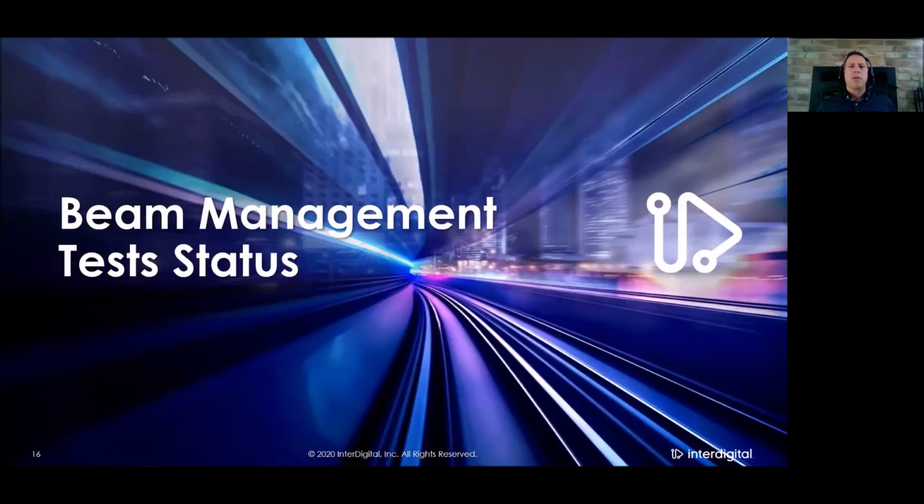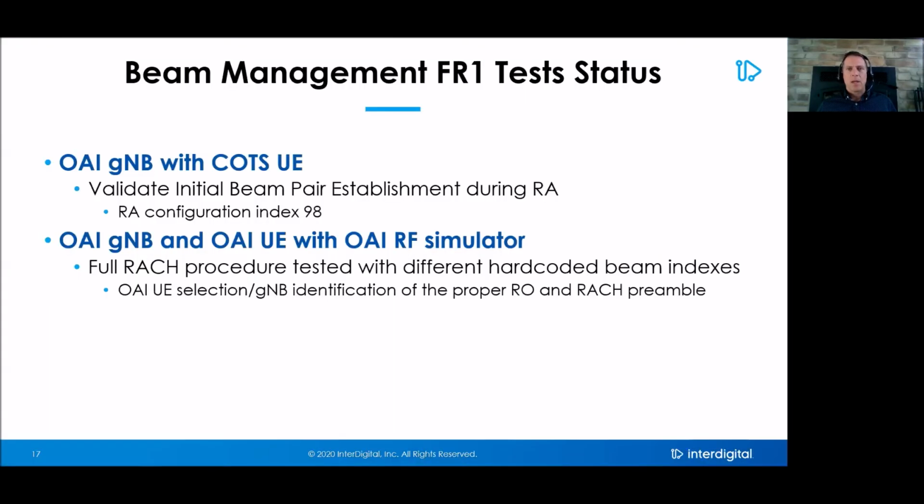So what is the status of the beam management tests? Sub-6 beam management testing is actually ongoing. First, an initial beam pair establishment has been validated between the OAI gNodeB and a COTS UE in FR1. Random access configuration index 98 has been used for this particular test.